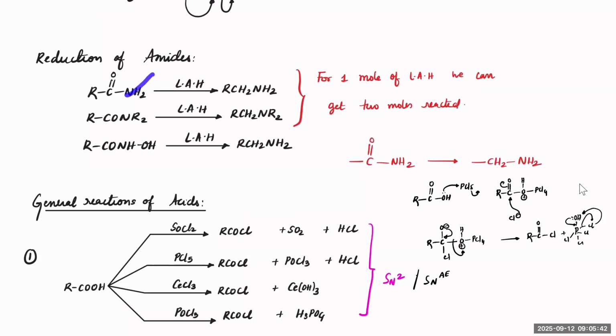Any amide groups, if at all you reduce them, will also convert back into amines. Typically, lithium aluminum hydride is a better reducing agent to convert them into amines.